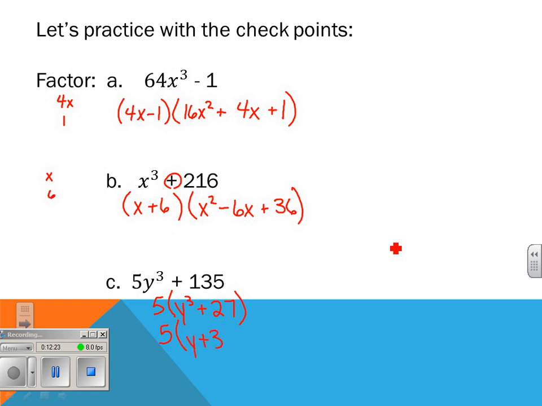y plus 3 would be our first chunk. Then y squared minus 3y. Oh, take that back. There should be a negative in there since it was a sum. Plus 9. And then that one's done.